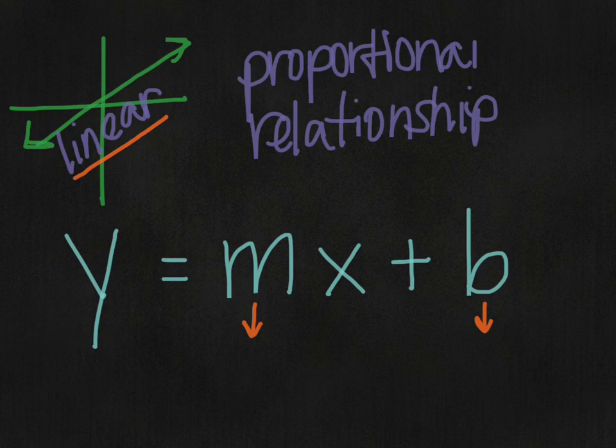When we talk about linear or proportional relationships, we can describe them by making a graph, we can describe them by making a table, but we can also describe them by using an equation. And the equation that we use to describe a proportional relationship or a linear relationship is this equation. y is equal to mx plus b, or m times x plus b.